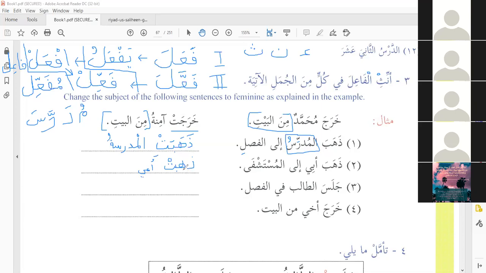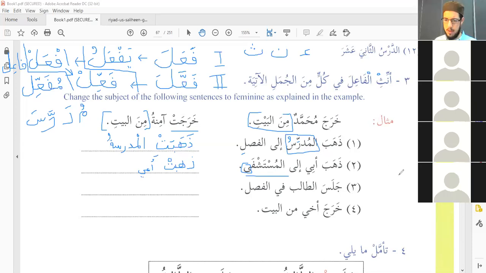Dhahabat ummi. We don't even have to worry about mustashfa because it has an alif at the end, which means it's going to hide all changes in grammatical case. إلى المستشفى. المستشفى is technically في محل جر. It's technically in the genitive case, but it won't demonstrate that because of the type of word it is, ending with an alif. Let's try to finish this exercise and we'll call it a day. Back up to the top, number 3.